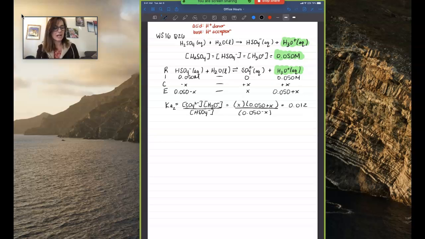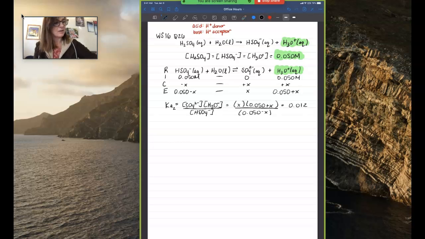And that's just because the concentration initially is not significantly greater than the Ka value. This number, the initial concentration, should be about 1,000 times greater, such that the change in X is insignificant. But because Ka2 is pretty large relative to it, the change in X will be significant in comparison to the 0.05. Okay, so we'll have to do a little math.